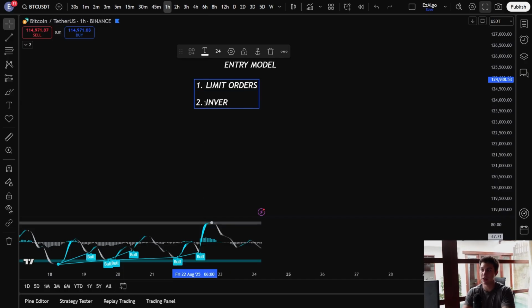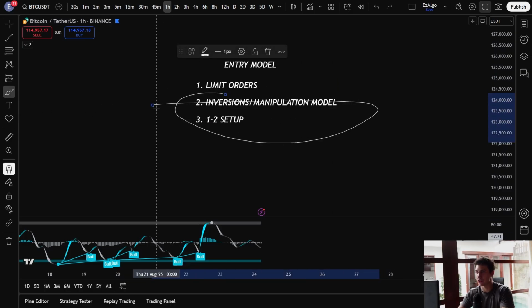Number 2 is going to be using inversions or the manipulation model. Okay, using inverse fair value gaps as an entry trigger. And the third way is going to be with the 1-2 setup. So I'll jump into these 2 entry models right now.